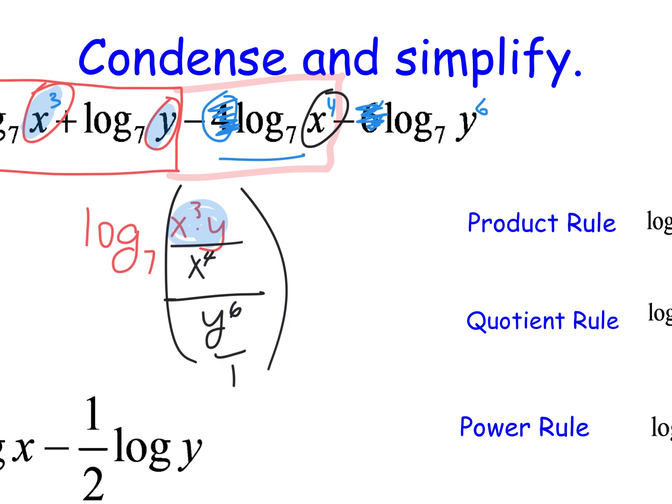If I put this over 1, which is always legal, then I can go up and flip this over and put it as 1 over y to the 6th. Do you get it? It would have been quicker to just put it on the bottom in the first place. Do you get what I mean?